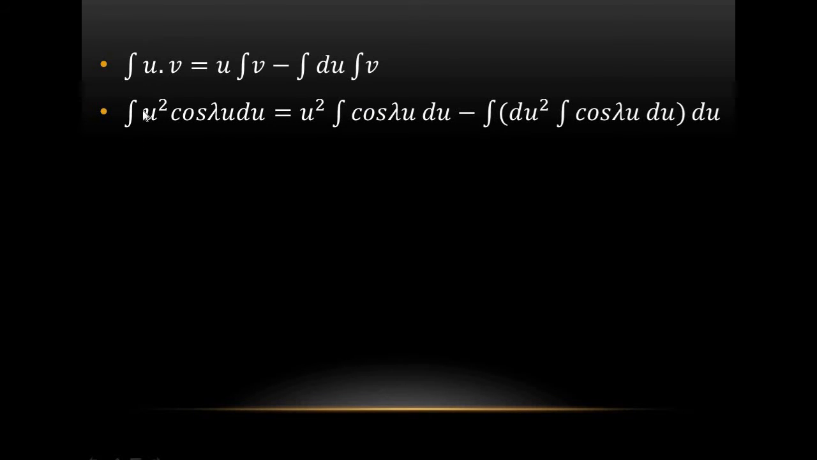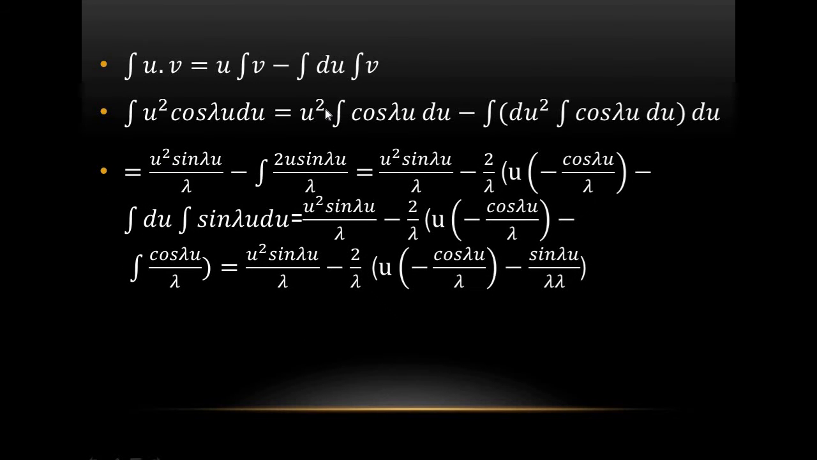That problem is integration of x square cos lambda x dx. Here suppose u is x square and v is cos lambda x. So we keep u as it is, here u is nothing but x square. So x square into integration of v, that is cos lambda x dx, minus integration of derivative of u, that is derivative of x square, again into integration of v, that is cos lambda x dx, bracket complete dx.